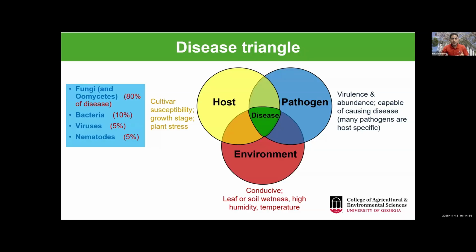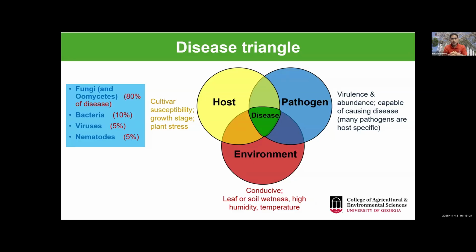So as a plant pathologist, we love to talk about the disease triangle all the time. But before that, I would like to just draw your attention on the left of the slide where I have this categorization of major plant pathogens, and 80% of the diseases that we have in the field are due to fungus or the oomycetes, and 10% are due to bacteria, and we have very low proportion of virus and nematodes, which are 5% each, but they are still a big problem sometimes.